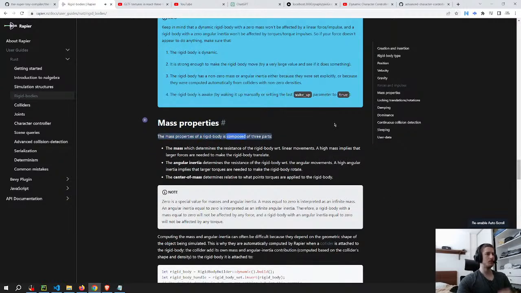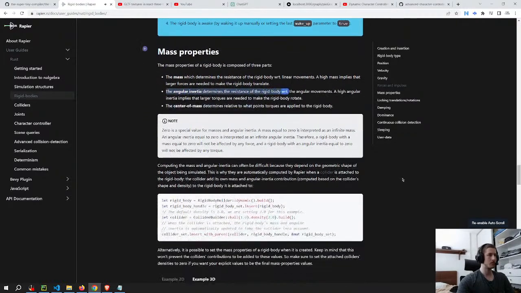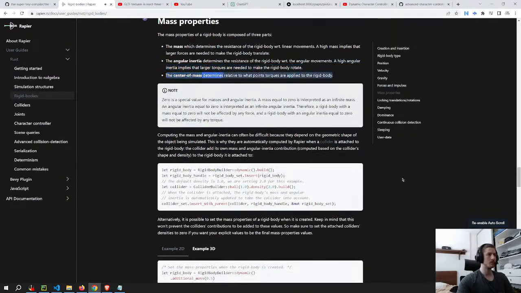Mass properties. The mass properties of a rigid body are composed of three parts. The mass, which determines the resistance of the rigid body with respect to linear movements. A high mass implies that larger forces are needed to make the rigid body translate. The angular inertia determines the resistance of the rigid body with respect to angular movements. A high angular inertia implies that larger forces are needed to make the rigid body rotate. The center of mass determines relative to what points torques are applied to the rigid body.